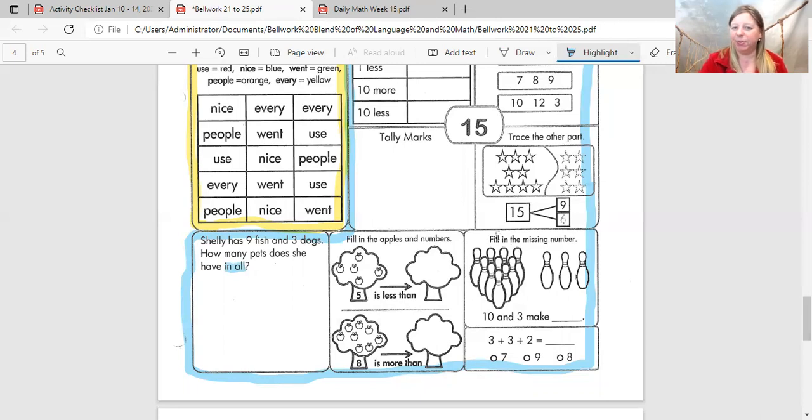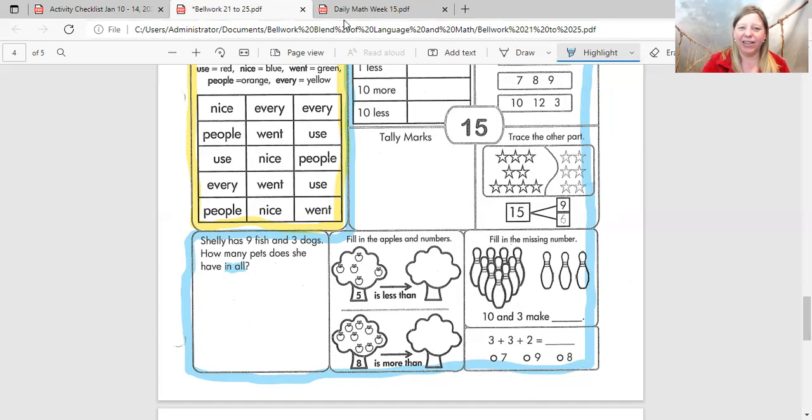Here it says, with bowling pins, fill in the missing number. There's 10 bowling pins on this side. How many bowling pins are here? And how many together? Fill in the bubble to answer this equation with 3 addends.